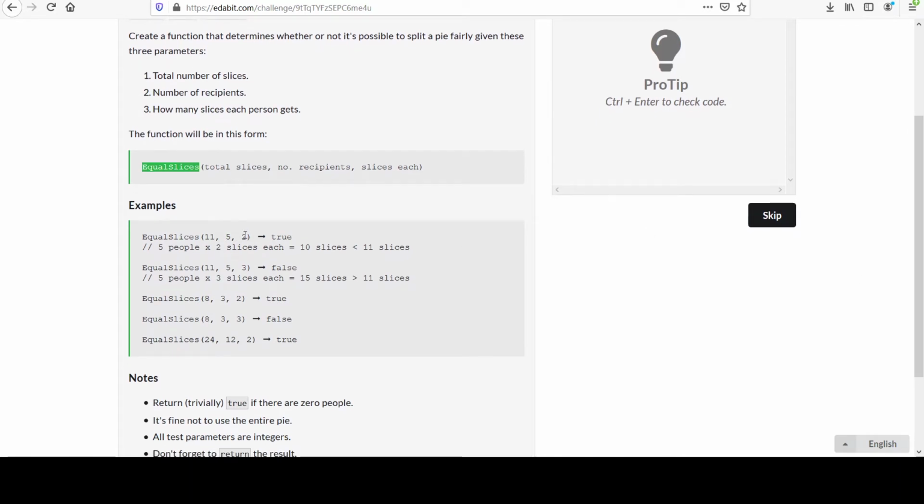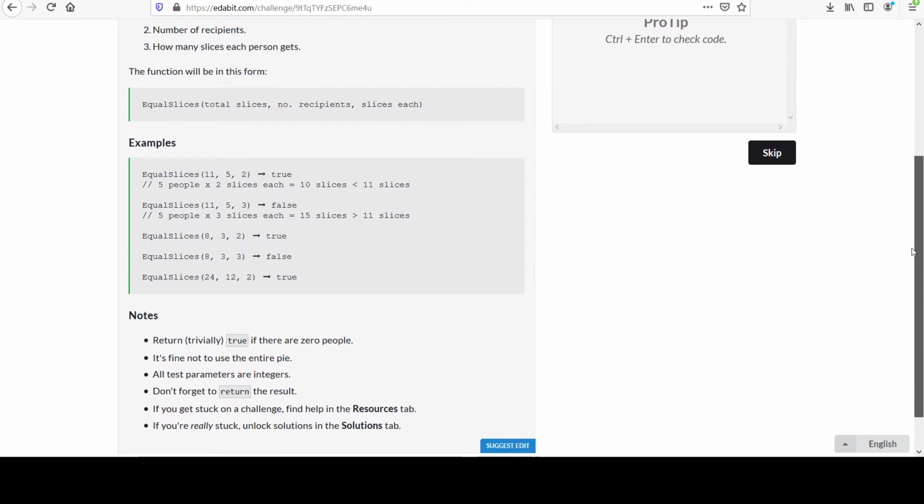The first one has some good information in it. Notice that 5 people times 2 slices is 10, and that's less than 11, so it doesn't have to match exactly. You can have extra pie, and that's okay. But in the second example, it does not work out. 5 times 3 is 15, and that's more pie than you have on hand, which was only 11. The third example is like the first, and feel free to look through the second ones.